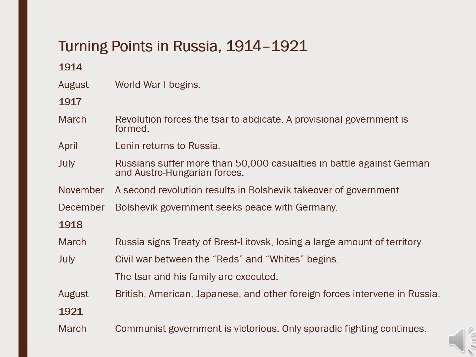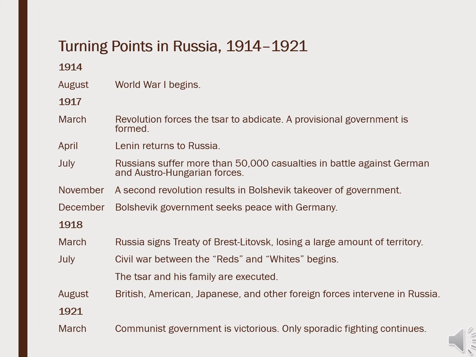So here's a timeline, and we have World War I beginning in 1914. Then in 1917, really things start to happen as far as the revolution is concerned. In March, the revolution forces the Tsar to abdicate. They form the provisional government. Next month, Lenin comes back. In July, they lose a huge number of people in battle against German and Austro-Hungarian forces. And then, of course, in November, the Second Revolution, the October Revolution, results in the Bolsheviks taking over the government.